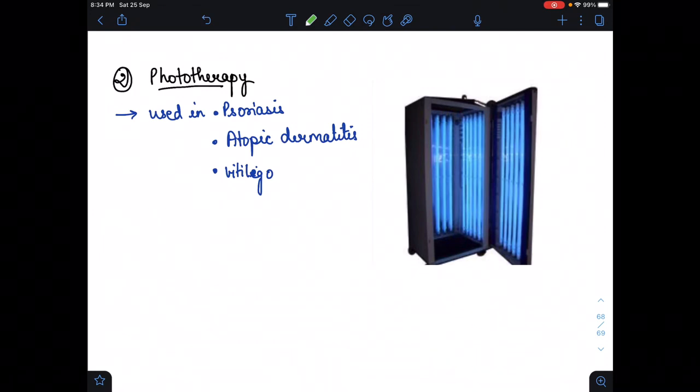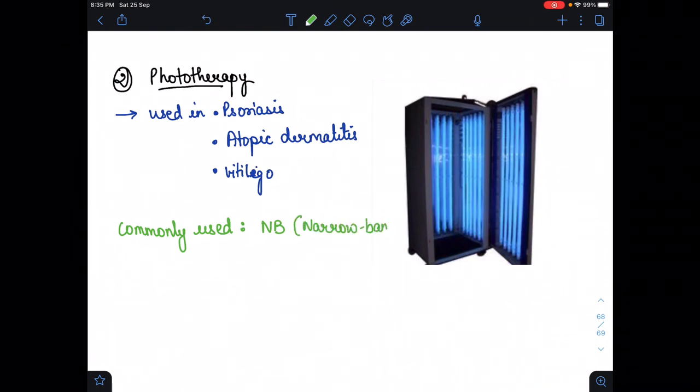Now what is the range of the light rays? Please remember that in phototherapy we commonly use NB, that is narrow band ultraviolet B rays, which is around 311 plus minus 2 nanometer. In this we use narrow band ultraviolet B rays.